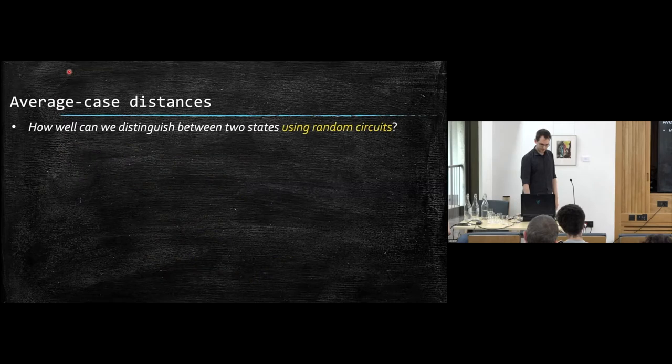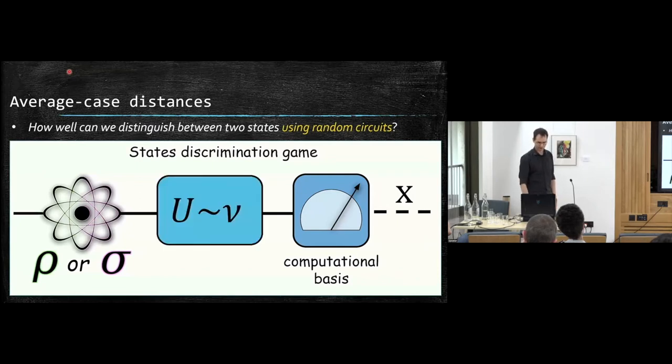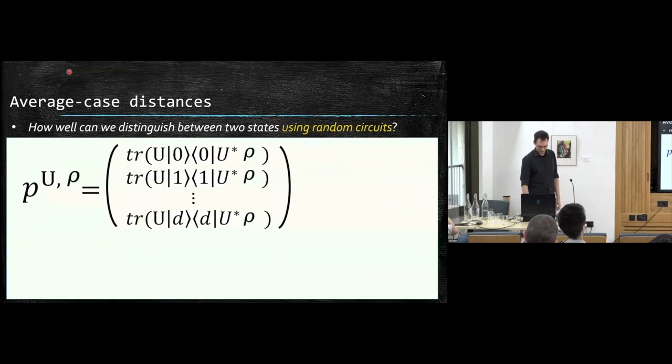Yeah, so now we change the question a little bit. We don't ask how well you can distinguish between two states in principle, but how well you can do that using random circuits. And the setting is the following. Again, you have this game, you want to distinguish between two states, and you make a measurement at the end. Now we set this measurement to be in the computational basis. But before it, we apply a random unitary drawn from some measure nu. You can think about Haar measure for now, but in general what I'll be talking about holds also for random local quantum circuits.